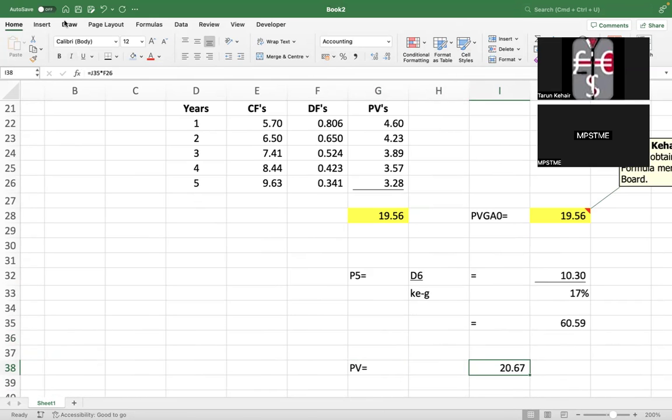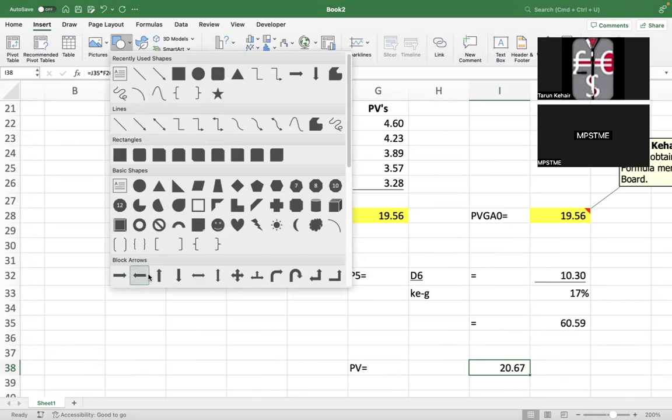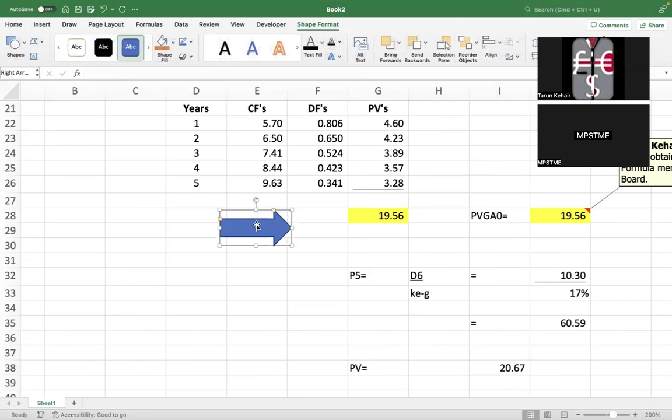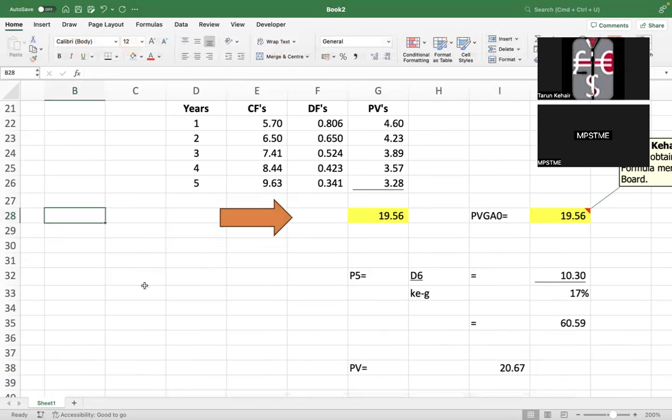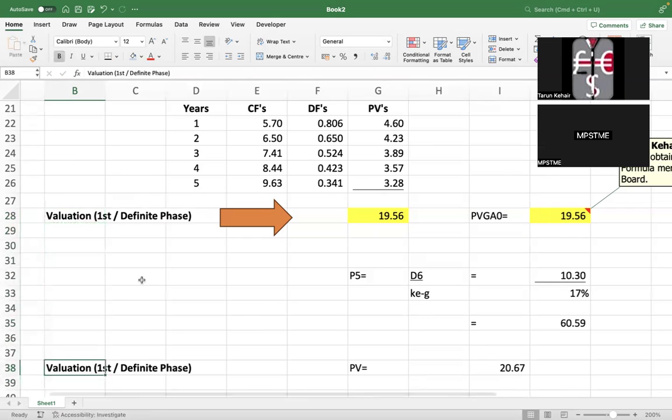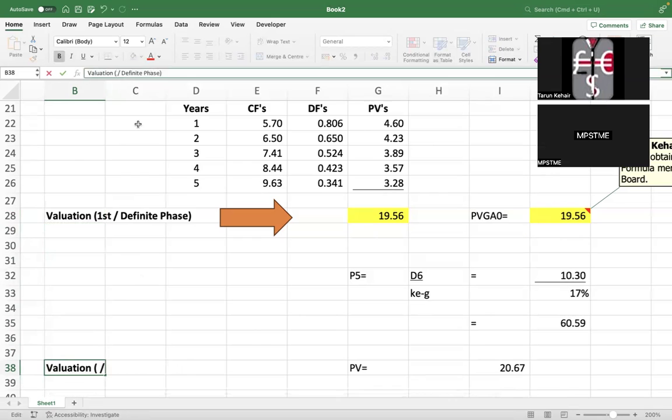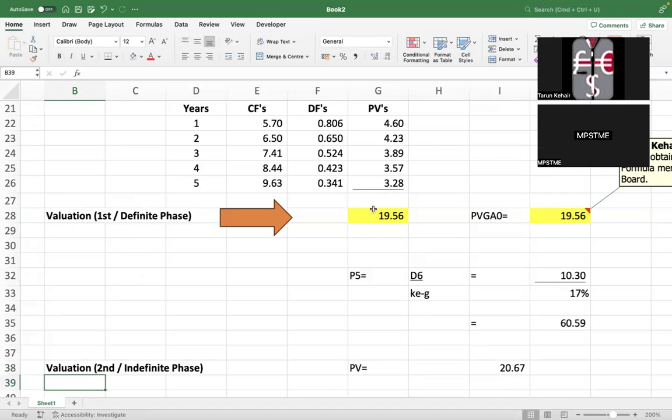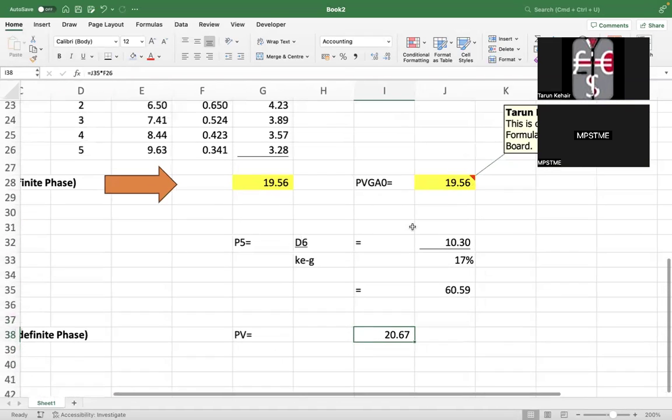तो ये जो पहले हमने किया था, this one is the valuation of the first phase. First, or I would say it as definite phase. And यहाँ पे valuation will be the second phase, which is the indefinite phase. Indefinite phase की valuation is 20.67.